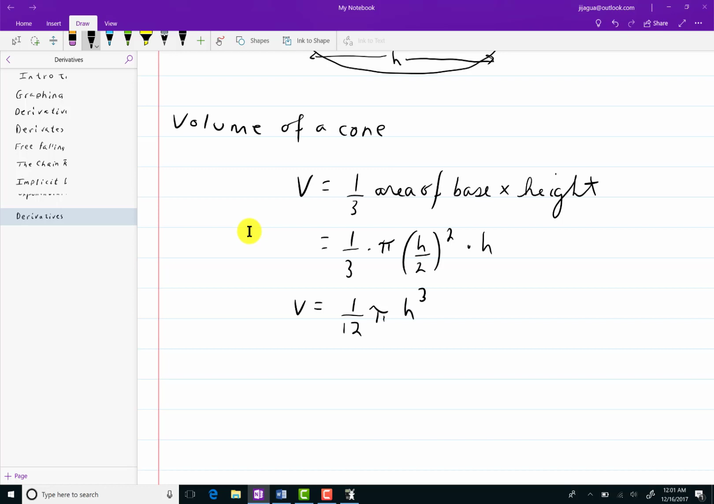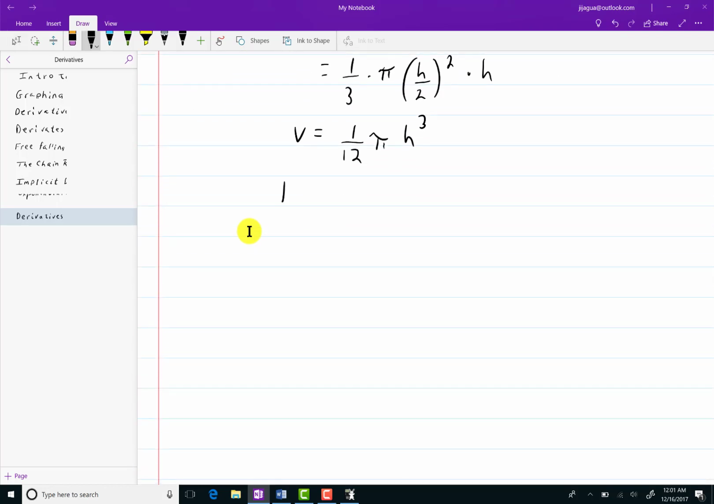Now I can take the derivative. dV over dt equals, once again, bring down the 3, and that'll make it 3 over 12, which is 1/4 pi h squared. Now don't forget the chain rule, dH over dt. And that's actually what we're looking for. dH over dt is what it's asking me for.